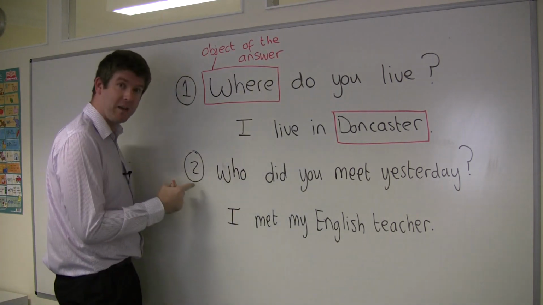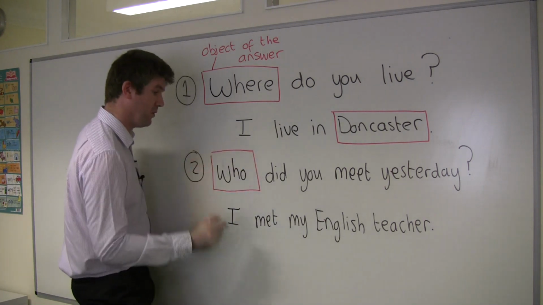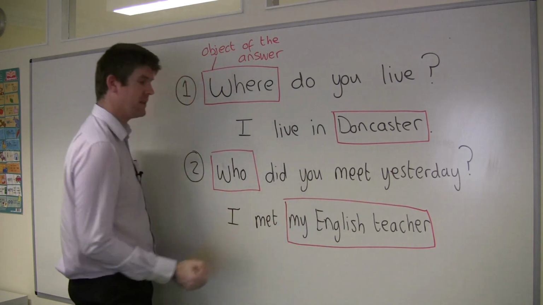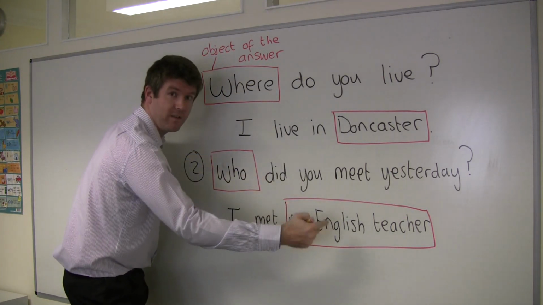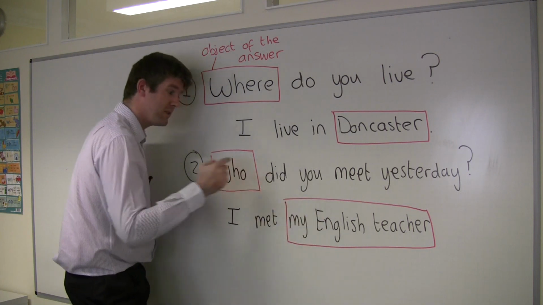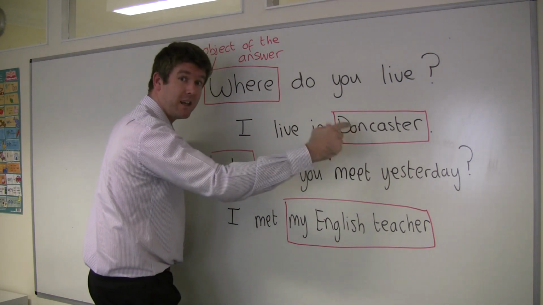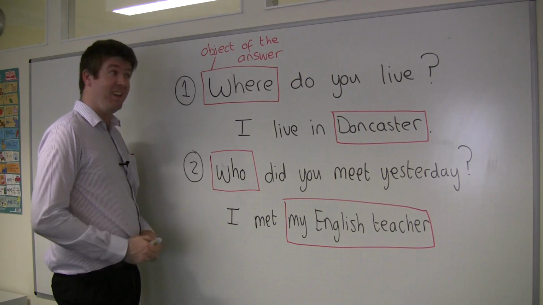Okay? The same is true here. In number 2, we have who, and then my English teacher is the answer. Again, this is the object of the answer. The object is here, but here it's at the beginning of the question. The object is at the end here too, but here it's at the beginning of the question.